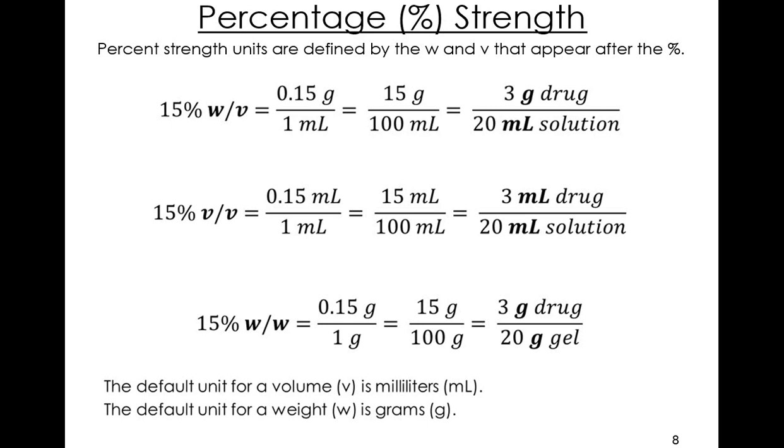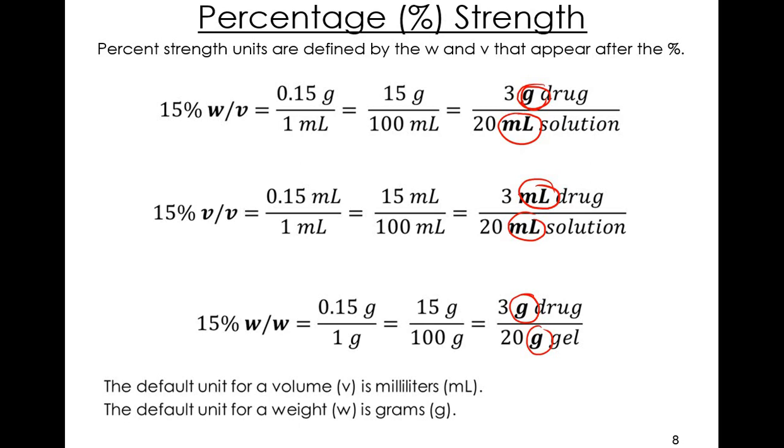It also points out that in concentrations, the default value for masses is grams. So anytime there is a mass, it's measured in grams, and the default value for volumes is milliliters. So anytime there's a volume, it's in milliliters. And so that's easy to see when it's written out in a fraction, like on the right-hand side, but not so easy to see when you just have a percent.